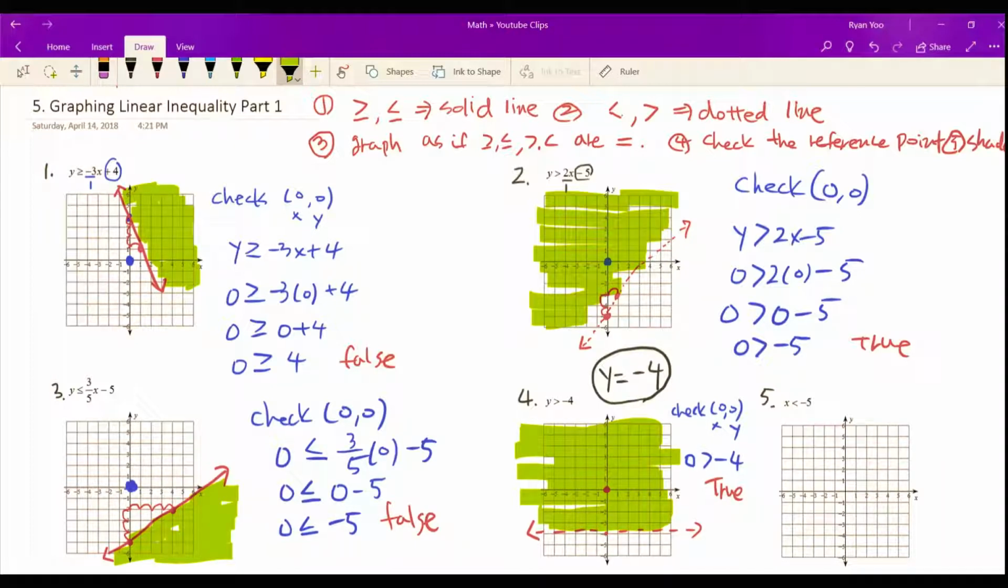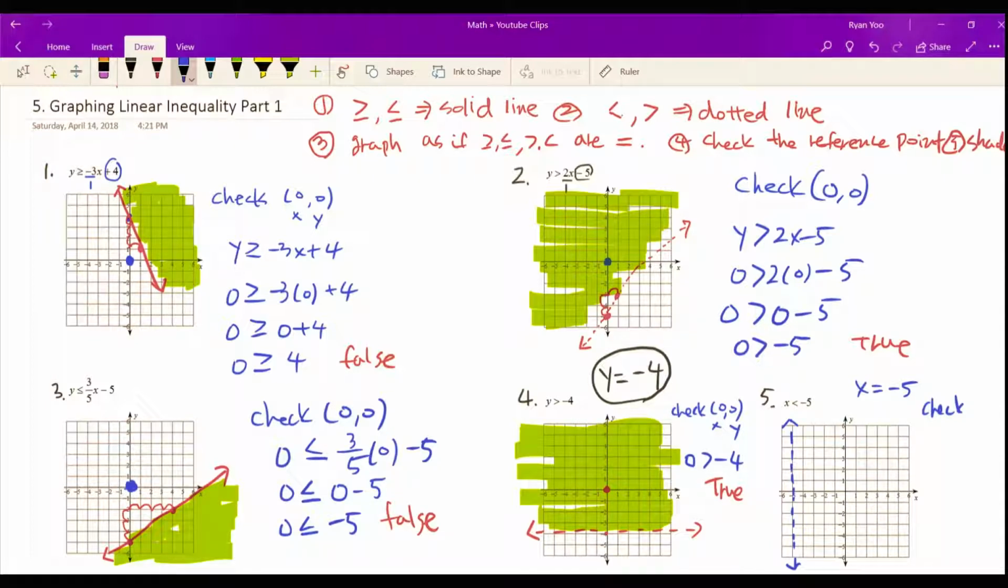Okay, moving on to the next one. So if you want to graph x less than negative 5, you're going to grab x equals negative 5. So x equals negative 5 is over here. This is a dotted line, and this is going to be a vertical line because x is always negative 5. Okay, so we have that, and then we are going to check the point.